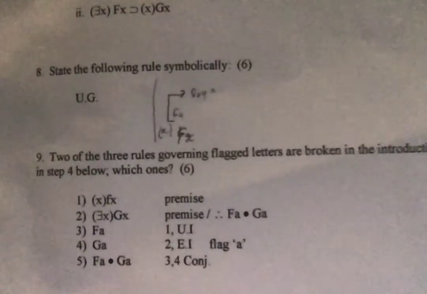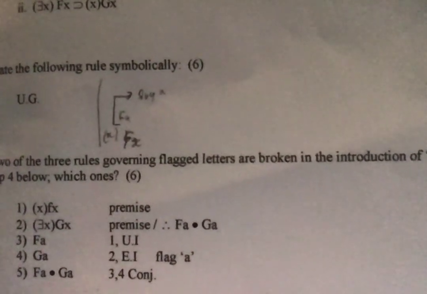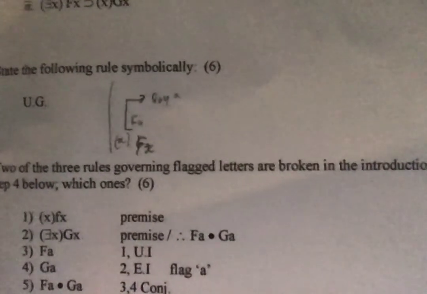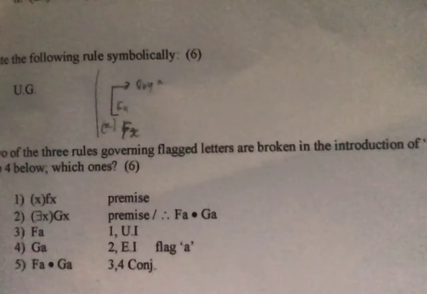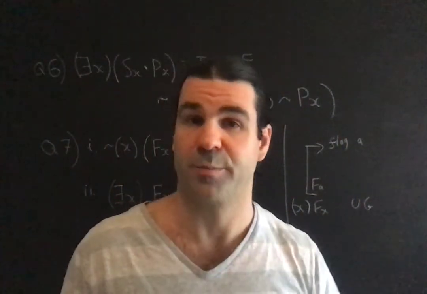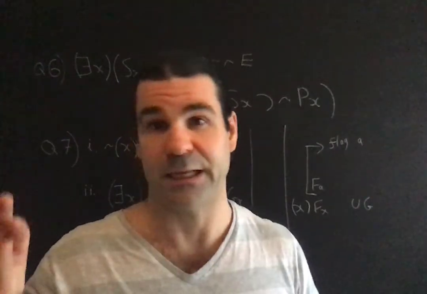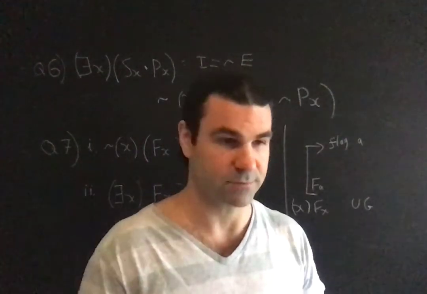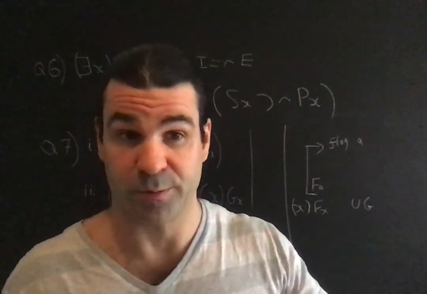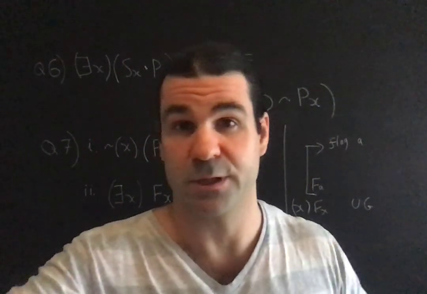So two rules are broken. The first rule that's broken, talking about step 4 here, is that the flag letter is not new to the proof, and the second rule broken is that the flag letter also appears in the conclusion. The rule is a flag letter may not appear in the premises or the conclusion of the proof. Second rule. First rule is the flag letter must be new to the proof. All right, so that's that. We'll come back for part 3 and start on symbolizations.